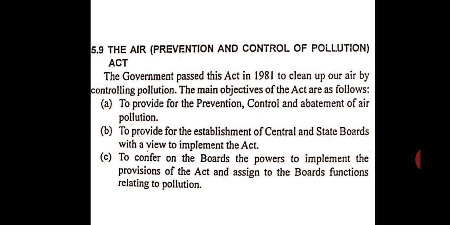and then to confer on the boards the powers to implement the provisions of the act and assign to the boards functions relating to pollution. So this pollution control board, state and central, they should have some powers to implement the provisions of the act and also some responsibilities relating to pollution control and prevention.